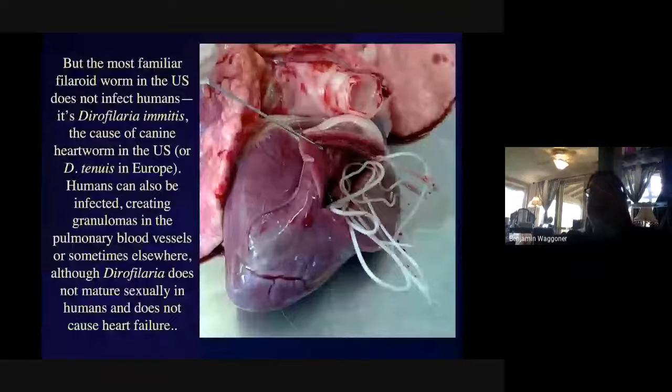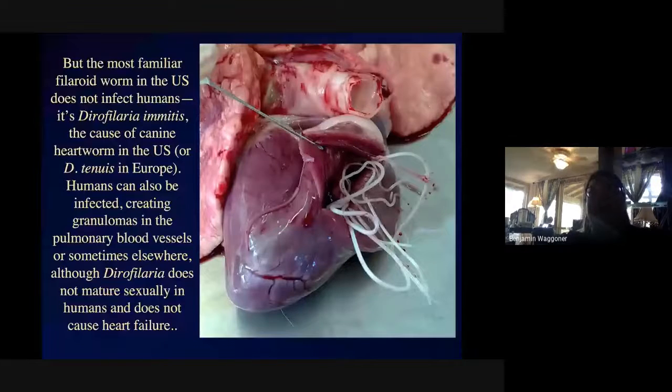Vet people, you've probably seen something like this. I didn't think to bring it with me, but at UCA, we've actually got a dog heart showing this infection. This is Dirofilaria immitis, the cause of canine heartworm. It doesn't cause heart failure in humans and it doesn't mature sexually, but you can get circulatory damage. You can get lumps of scar tissue in the pulmonary blood vessels called granulomas, which is something you really don't want to get. But it's certainly dangerous for dogs. I believe cats can get this too. And a good reason why you should treat your dogs for heartworm every summer.